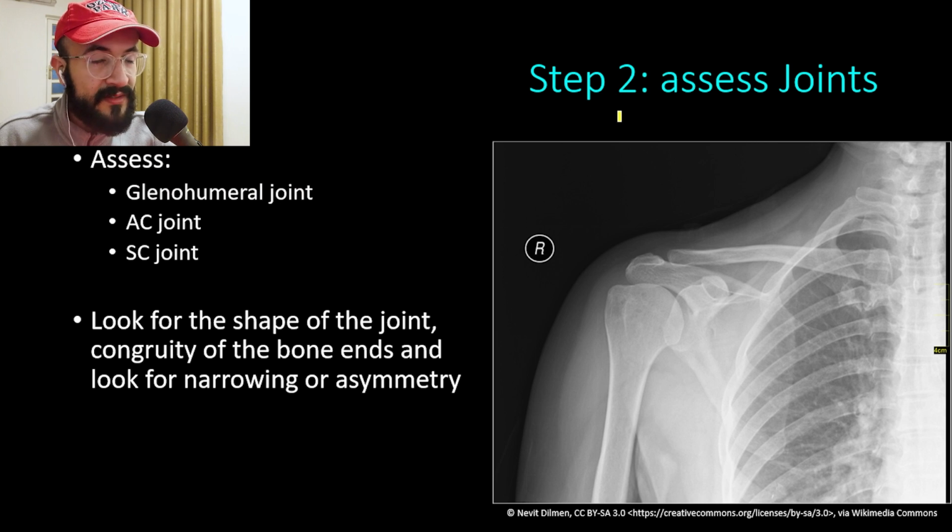Now after step 1 comes step 2, which is assessment of the joints. So in assessment of the joints, we assess the glenohumeral joint, the acromioclavicular joint, and the sternoclavicular joint. So this here is the glenohumeral joint, this here is the AC joint, and this here is the SC joint. And we look for the shape of the joint and the congruity of the bone ends, and we look for narrowing or asymmetry in the joint space.